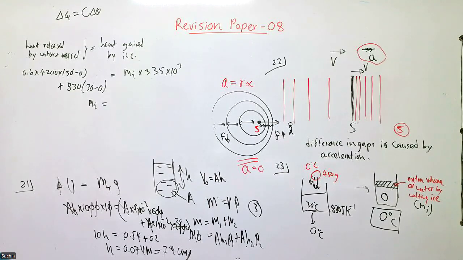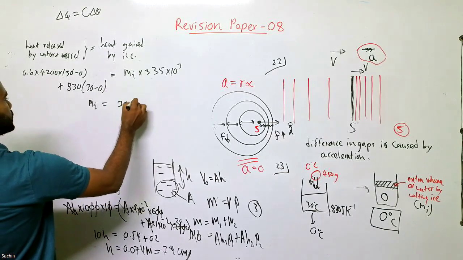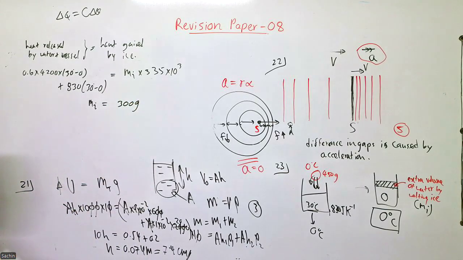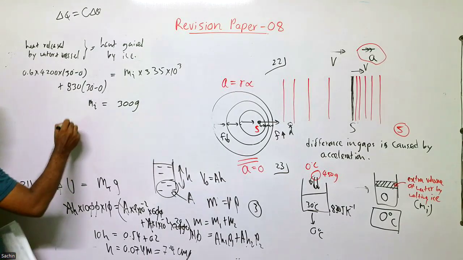When you solve this, you should get the mass of ice melted as 300 grams. So assuming the density of water, what should be the volume?